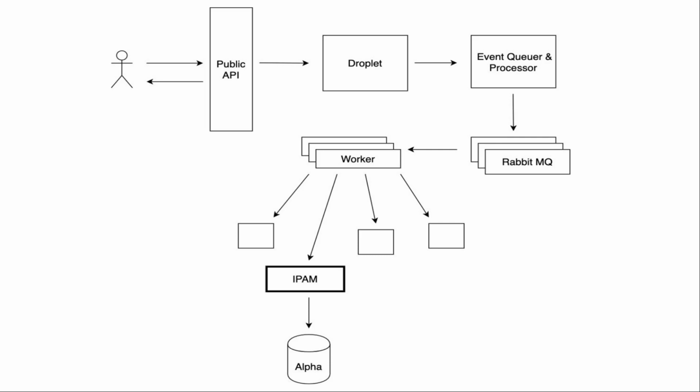And one of those actions is to communicate with IPAM to handle the allocation of an IP address, because without an IP address, the droplet will not be able to receive or send any network traffic. And finally, IPAM will speak directly to what we have called Alpha, which is a shared MySQL database cluster at DigitalOcean. And so this is the flow of these creates and deletes. Don't worry if this is a lot of info.